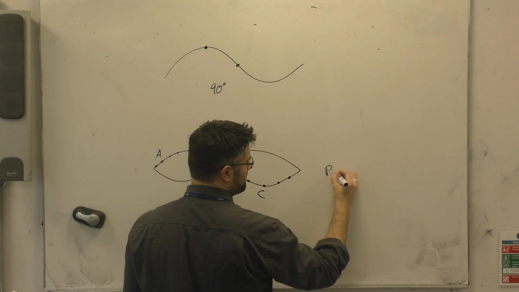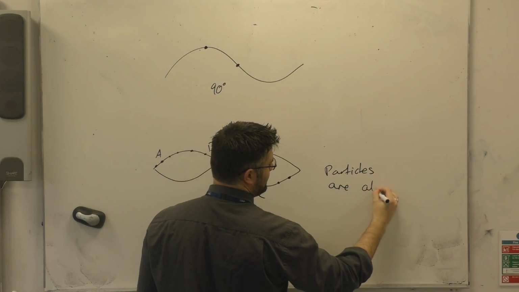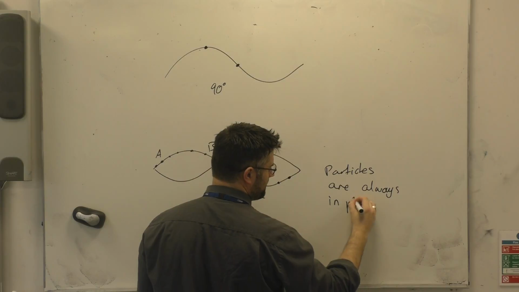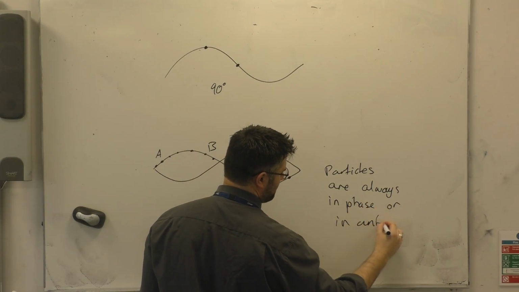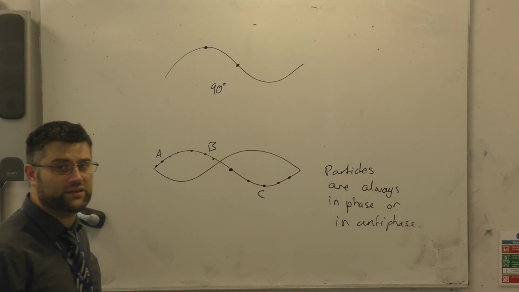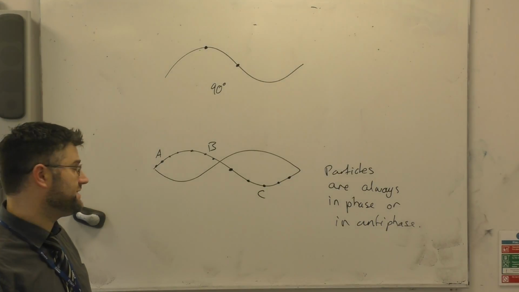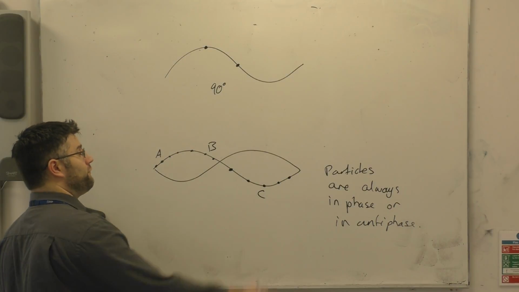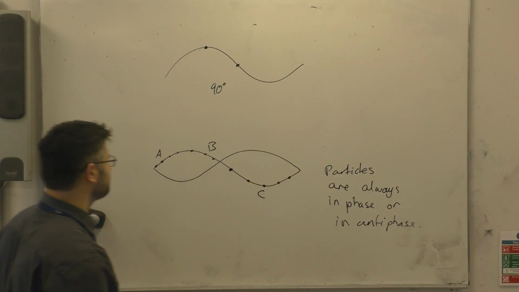So, particles are always in phase or in antiphase. There can be no difference, okay? There can be no difference. They're always either in the same phase or they are in antiphase because of the nature of the stationary wave and the particles. Obviously, you know that's not the same case for a progressive wave.